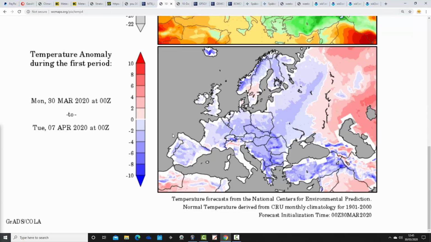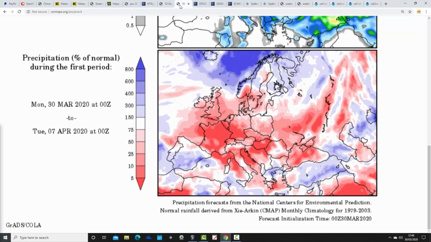This is how the temperature anomaly is looking from the 30th of March to the 7th of April. Still colder than average, so we've still got a few more days of quite cold weather to go, really. And precipitation anomalies, they remain drier than average, so cold and dry continues to sum it up from the 30th of March to the 7th of April.